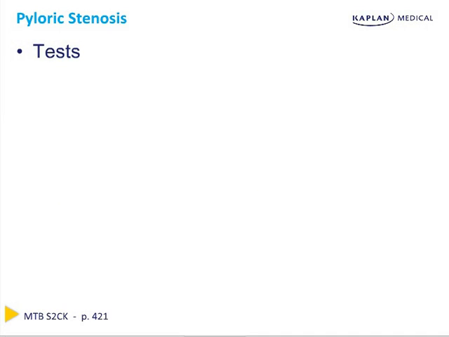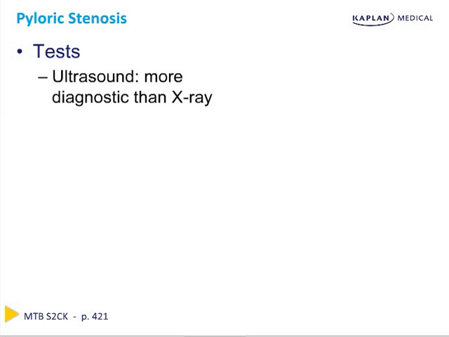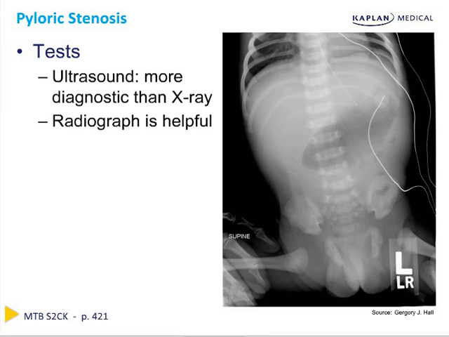Now, to finish up our discussion of pyloric stenosis, the first test you probably want to start with is an ultrasound. It's more diagnostic than an x-ray. Radiographs are mentioned, but they're not nearly as helpful as an ultrasound, because you could see this bubble here and it doesn't really clarify whether that's pyloric stenosis, maybe duodenal atresia, maybe nothing. So ultimately an ultrasound is going to be your best choice.